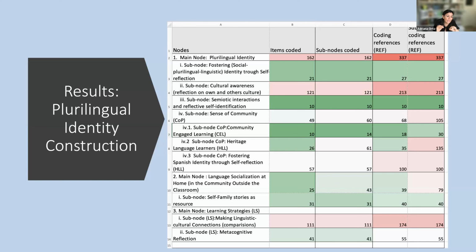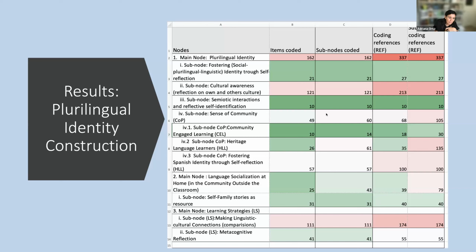The analysis of the findings for the parent node, or main node, plurilingual identity, revealed that the students recognize themselves as plurilingual beings, with 337 references. The subnode cultural awareness, which implies self-awareness and self-reflection, had 213 references. Then we have the sense of community, or communities of practice, which played a significant role in the development of the students' plurilingual identity.